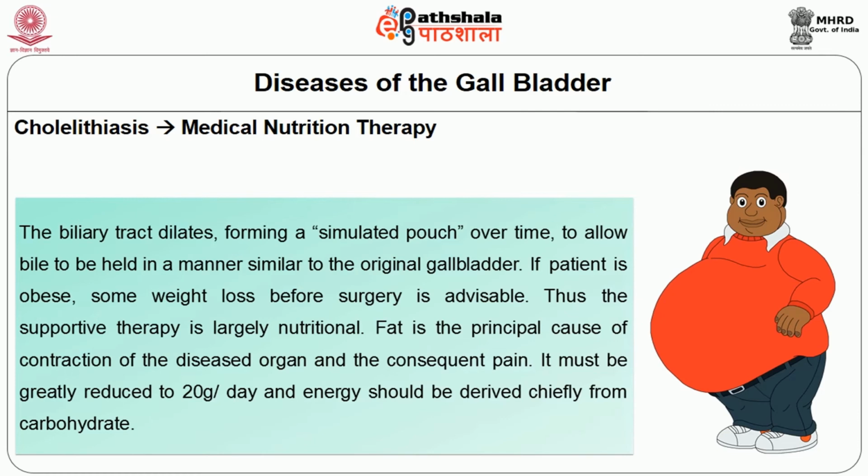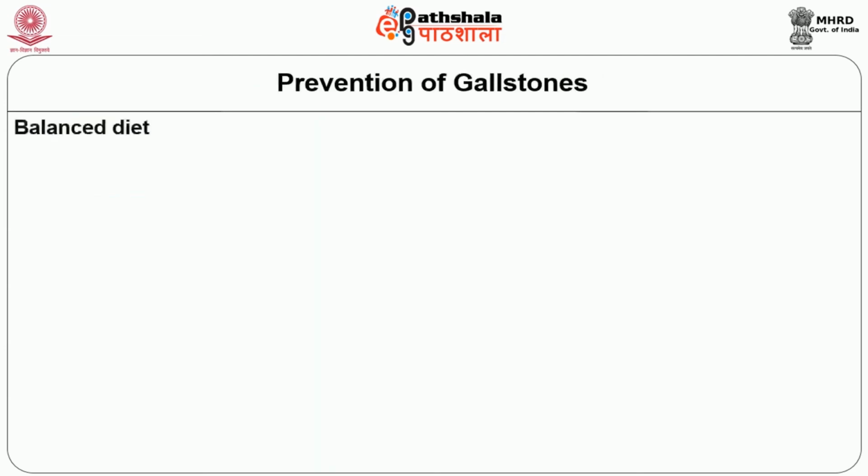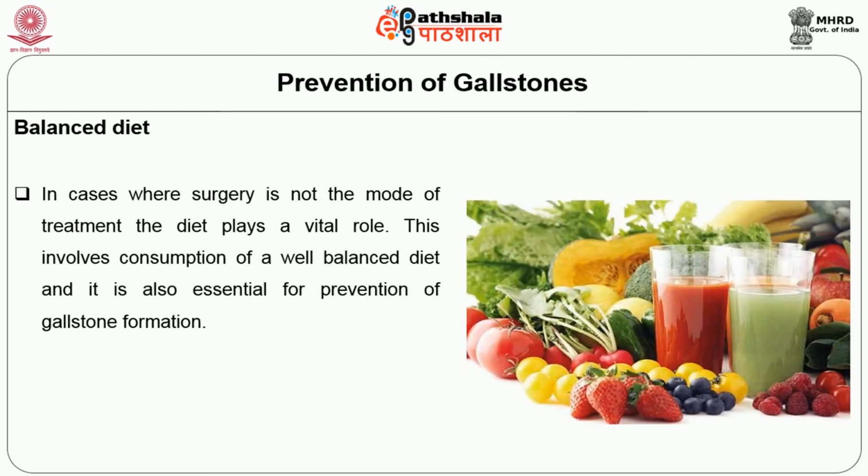Thus, the supportive therapy is largely nutritional. Fat is the principal cause of contraction of the diseased organ and the consequent pain. It must be greatly reduced to 20 grams per day and energy should be derived chiefly from carbohydrate. The prevention of gallstones involves, first, a balanced diet. In cases where surgery is not the mode of treatment, the diet plays a vital role. This involves consumption of a well-balanced diet, and it is also essential for prevention of gallstone formation.